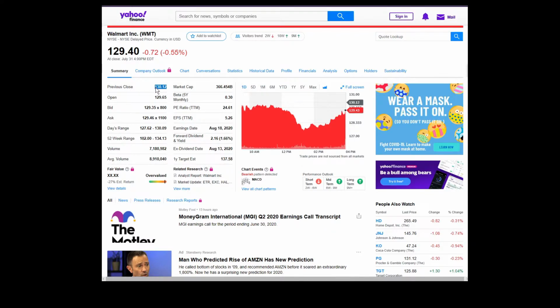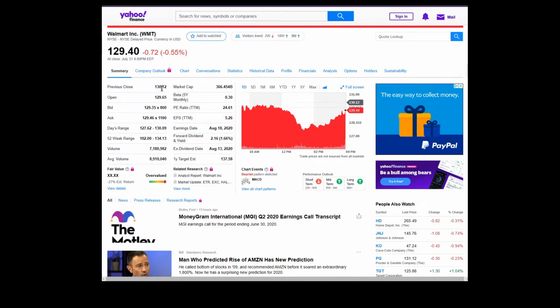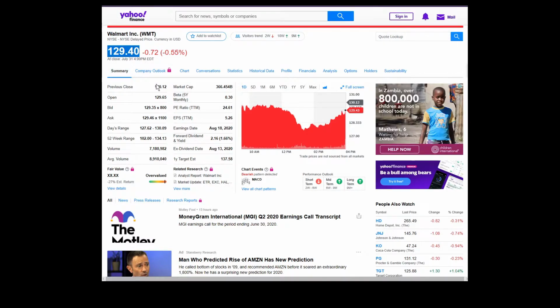This is for Thursday. So Thursday, it closed at 130. Now the reason it shows us this is so that we can compare this number to this number, which is the current price as of right this second. So we know Thursday ended at 130, and then Friday ended at 129.40. So whatever happened Friday caused the stock price to drop. So that's really all we need that for.